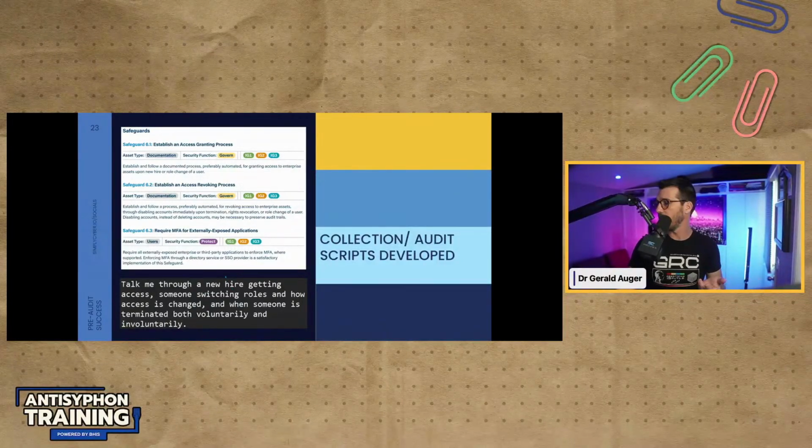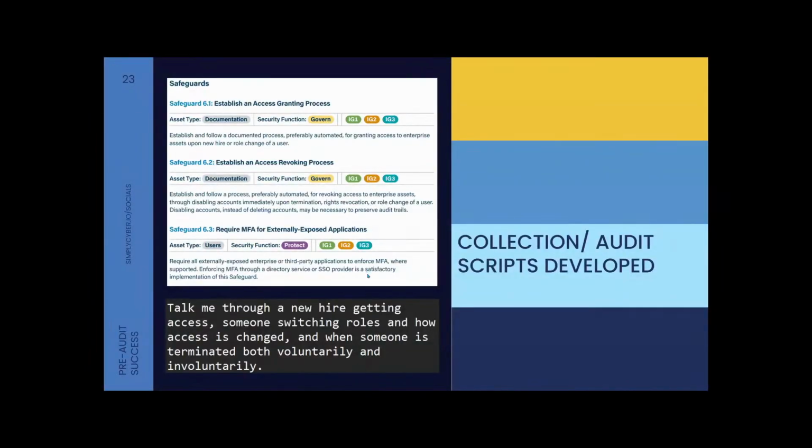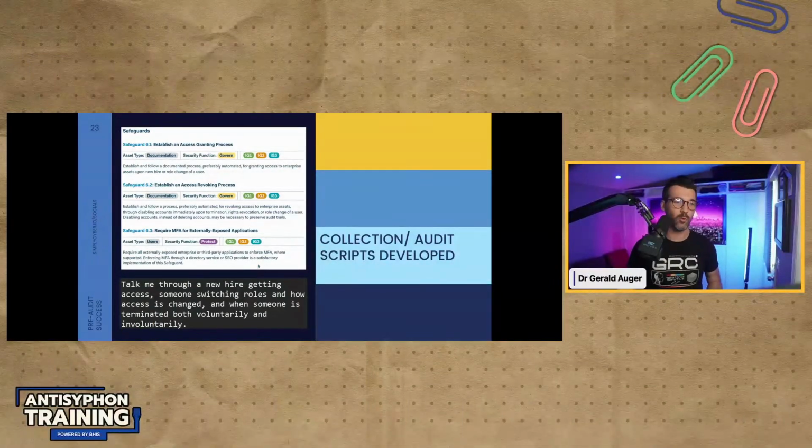Also, spoiler alert, you will find a lot of instances where the controls are partially in place. Like safeguard 6.3, require MFA for externally exposed applications. Well, if they have it on their email, but they don't have it on their Citrix gateway, what does that mean? Total fail? Total pass? Because email is important. It's partially implemented. Now we start getting into risk: is it risky that they don't have Citrix MFA? The answer is yes. Oh, I'm sorry, multi-factor authentication.